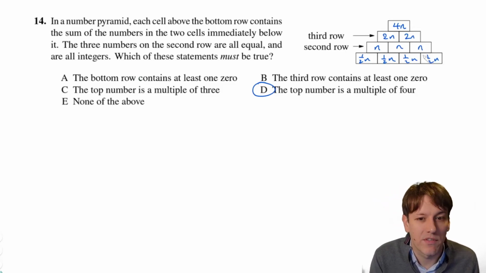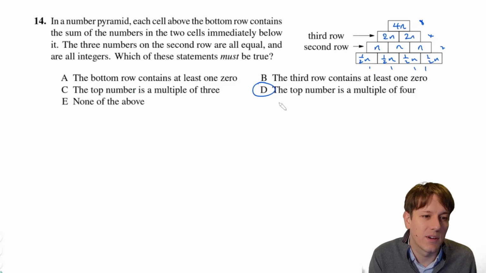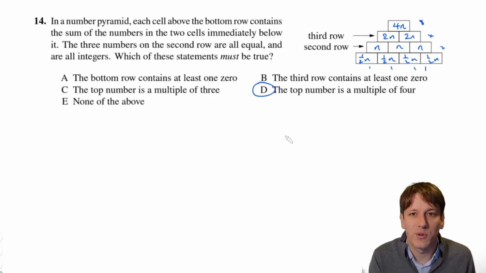And you can say pretty easily here then that you can find counterexamples for everything else, right? So maybe if you just make all of the bottom ones 1, and then all of these ones are 2, and all of these ones are 4, and all of these ones are 8, then the bottom row doesn't contain a 0, the third row doesn't contain a 0, the top number is not a multiple of 3, and none of the above doesn't apply because D is the answer, of course.